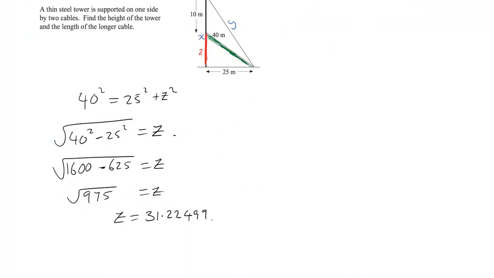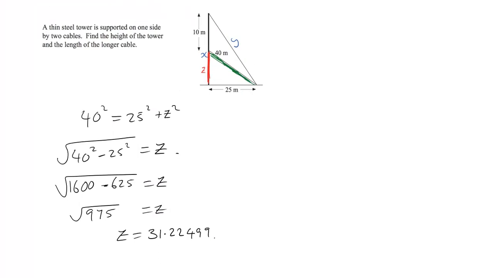Now, from there, we can certainly work out the height of the whole tower, which I originally called x, because it's going to be z, which we've just worked out, plus 10. So let's write that down. x is equal to 41.22499. Well, let's just say 41.2 for our final answer, and we're in meters.